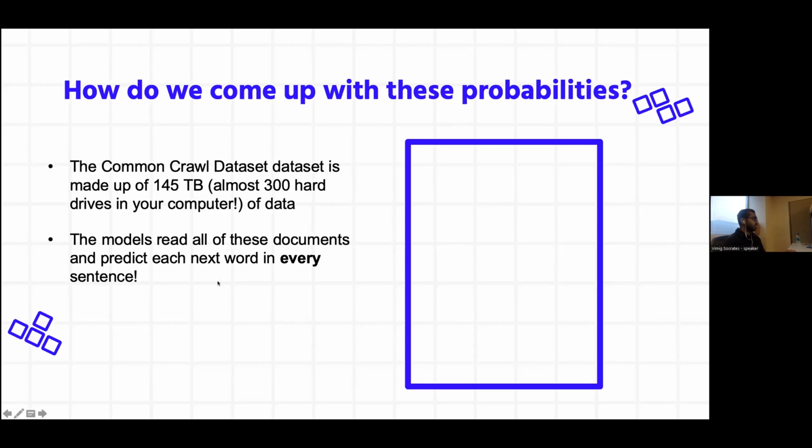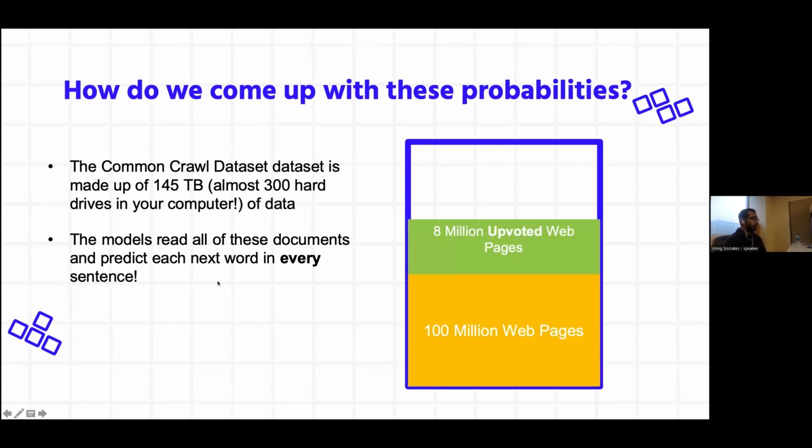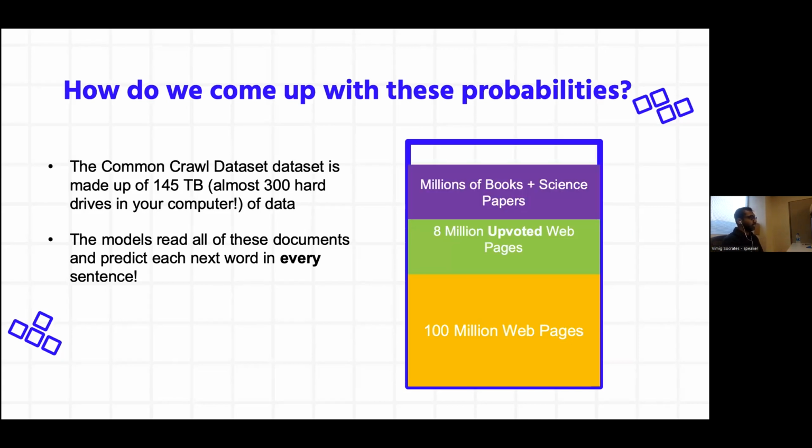And so what's actually in this data set? We have around 100 million web pages. We have 8 million web pages from sites like Reddit and Tumblr, where people can upvote or downvote particular pages. We have millions of books and scientific papers, like the ones that the other exploring science speakers have talked about. And we have 6 million Wikipedia articles. We take all of this data together, and the model reads every single one of these documents and tries to predict the next word in every single sentence.